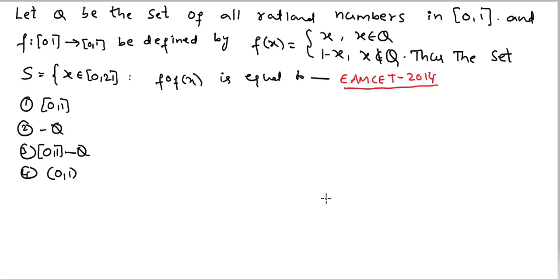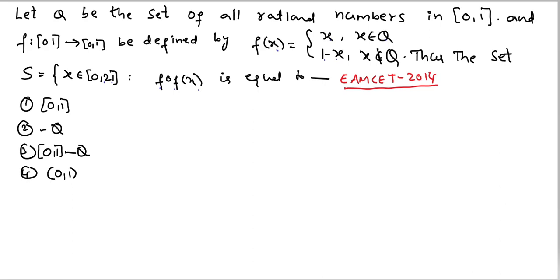Let Q be the set of all rational numbers in the closed interval [0, 1] and f maps closed [0, 1] to closed [0, 1] be defined by f of x is equal to x for x belongs to Q, that is rational number, and 1 minus x for x not belongs to rational number. Then the set S is equal to x belongs to [0, 1] for which f circle f of x is equal to dash. This is an MSET 2014 question.